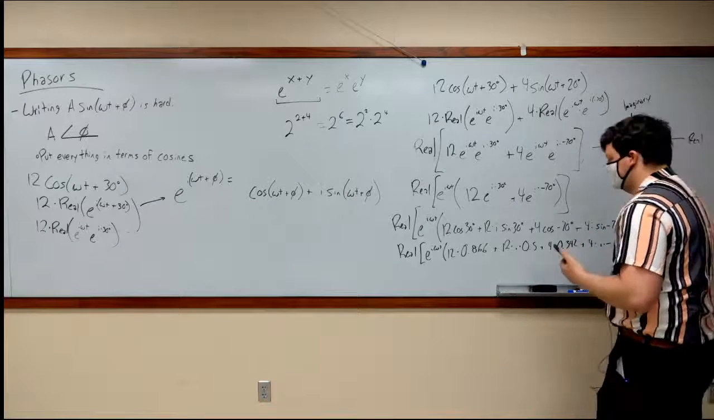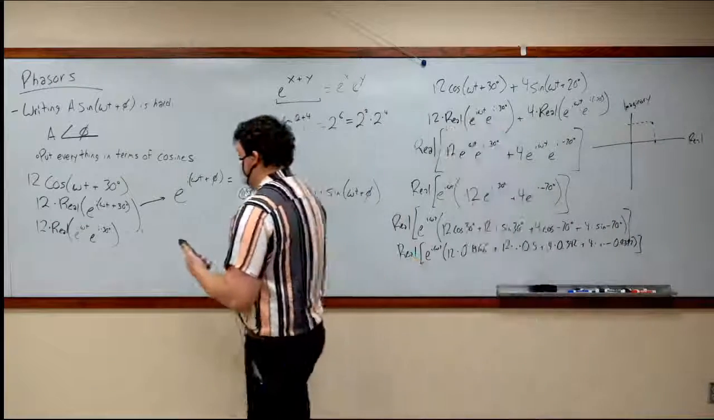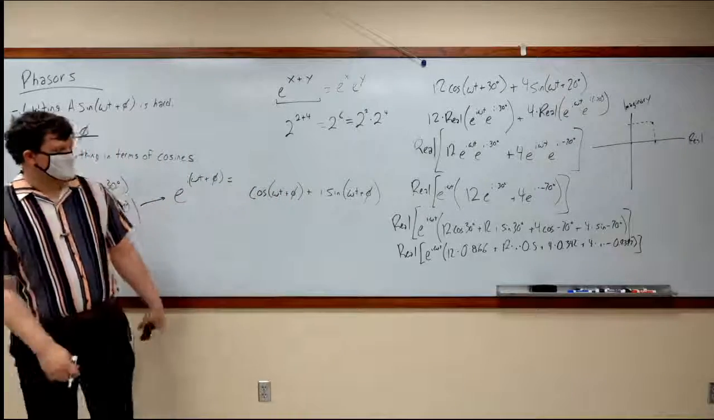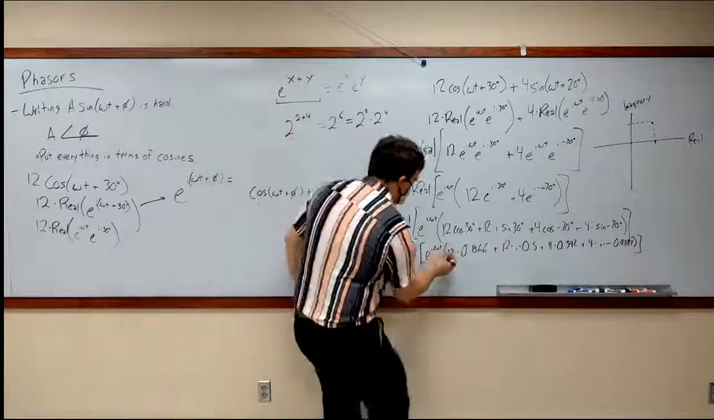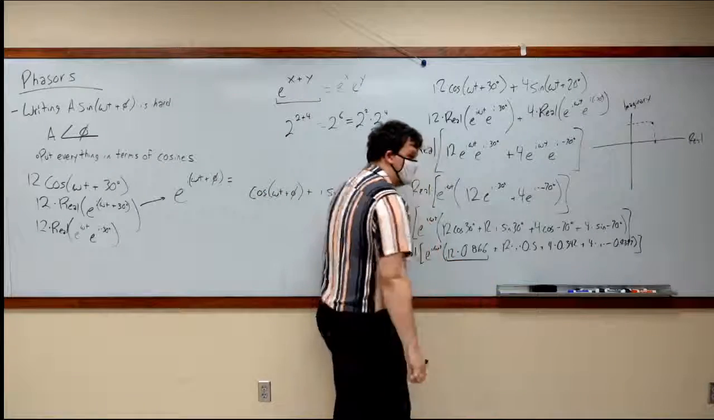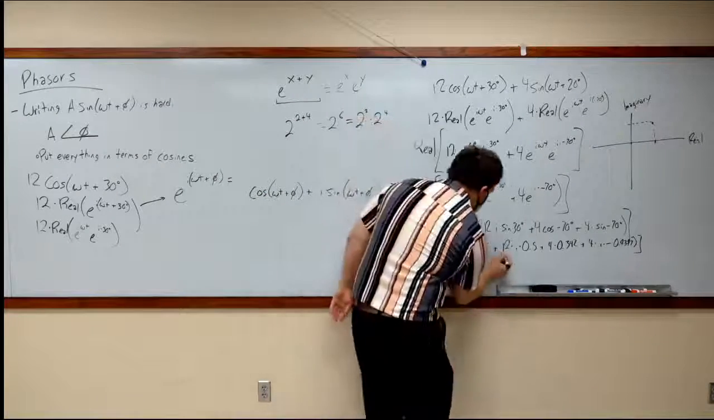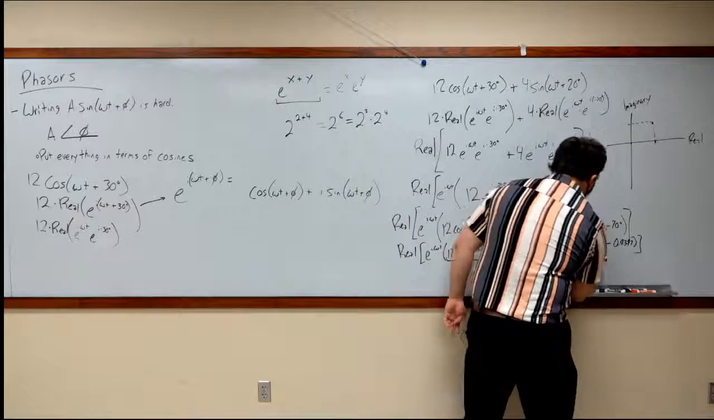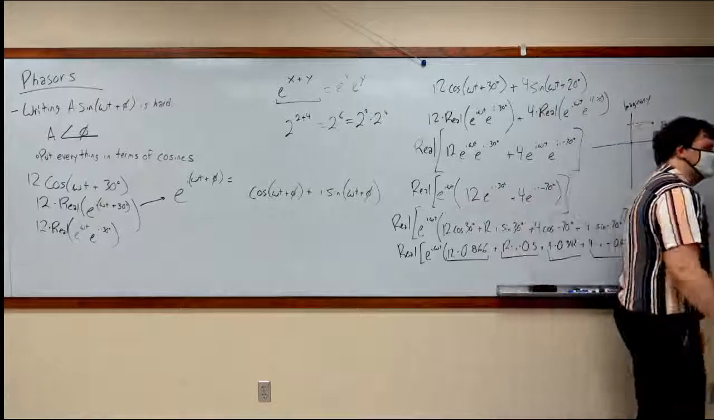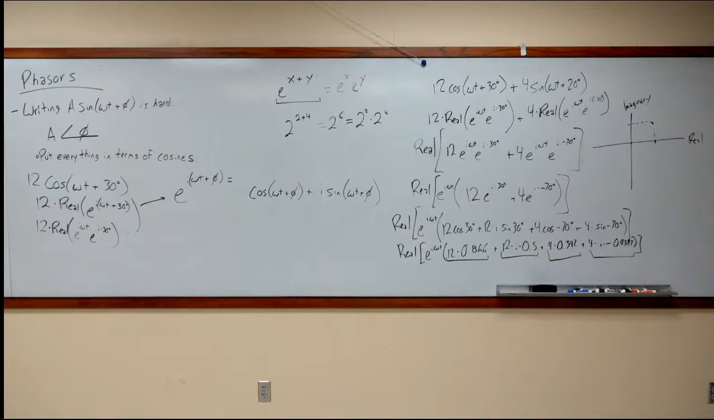Okay? Well, now we can just multiply these together. Now you'll notice this component is real, this component is imaginary, this component is real, this component is imaginary. You can add the imaginary components and you can add the real components.